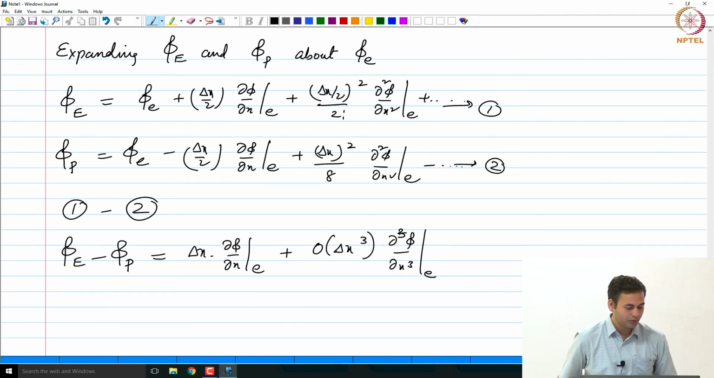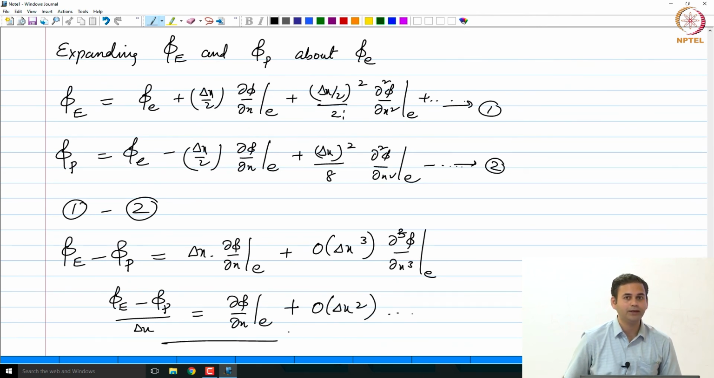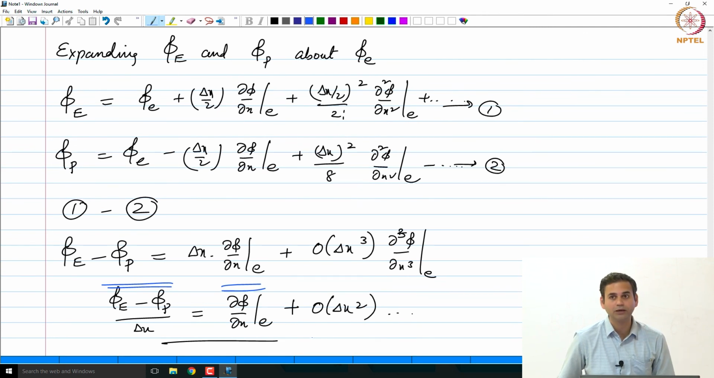Then what is it that we want? We want phi E minus phi P by delta x equals partial phi partial x at little e plus what will be this term? Order delta x square times something, right. So, when we calculate partial phi partial x, if we only approximate it with phi E minus phi P by delta x, what will be the truncation error that is involved? Order delta x square, right.